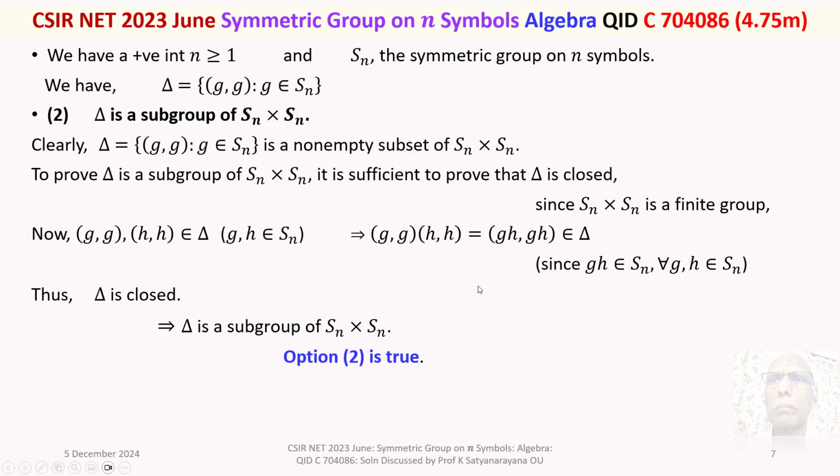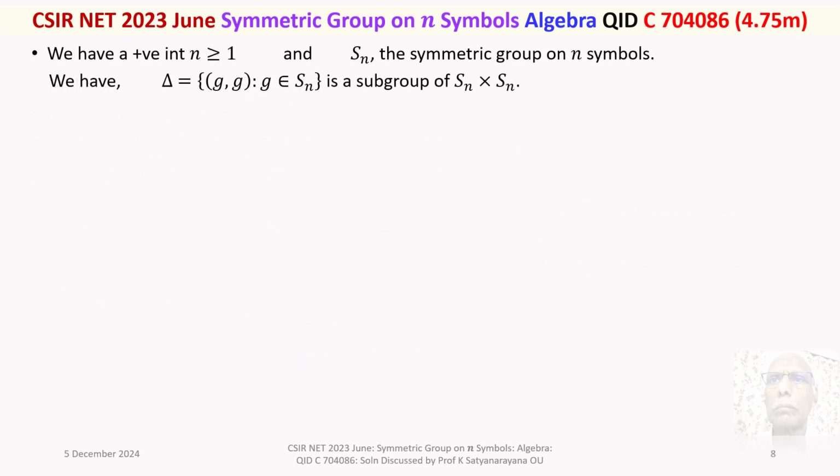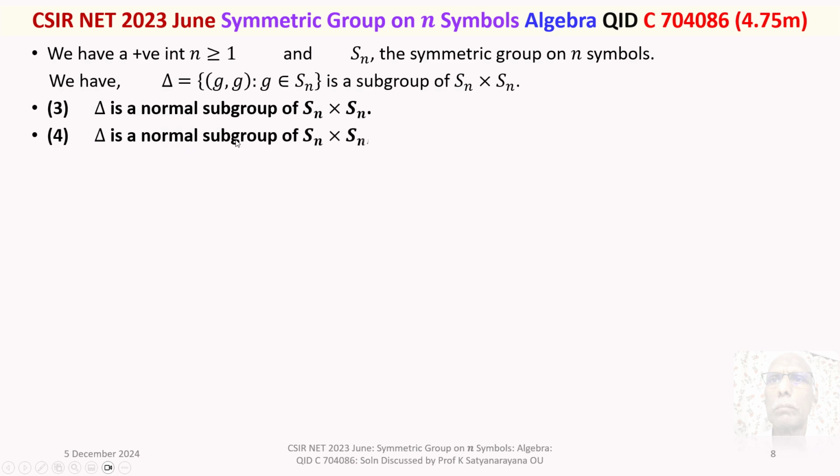Thus option 2 is true. We move to the next slide for the discussion of options 3 and 4. We have option 3: delta is a normal subgroup of Sn cross Sn. Option 4: delta is a normal subgroup of Sn cross Sn if n is a prime. Is it so? What is true? What is false? So we'll first of all talk about normality.